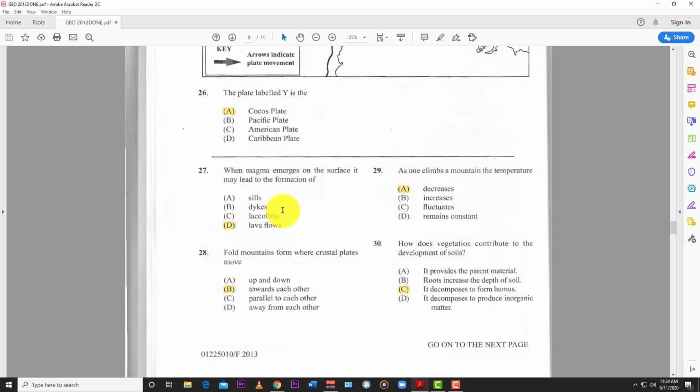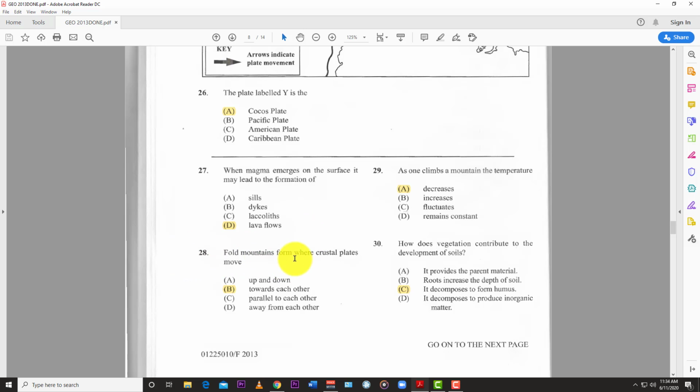All right, number 27. When magma emerges on the surface, it may lead to the formation of, and of course magma is down in the earth, and so when it comes up, it becomes D, lava. So lava flow.